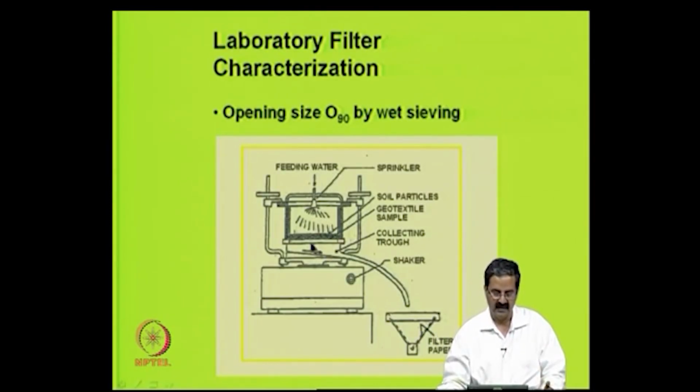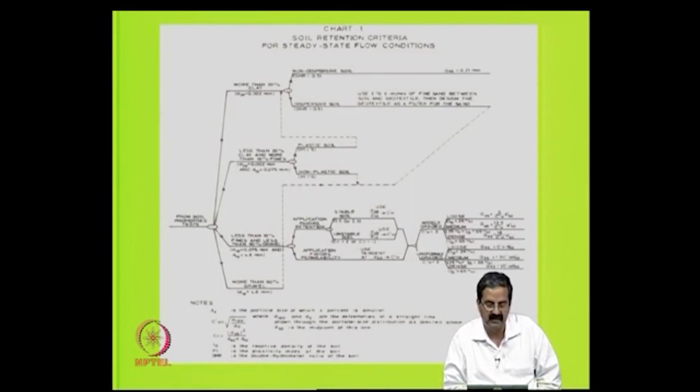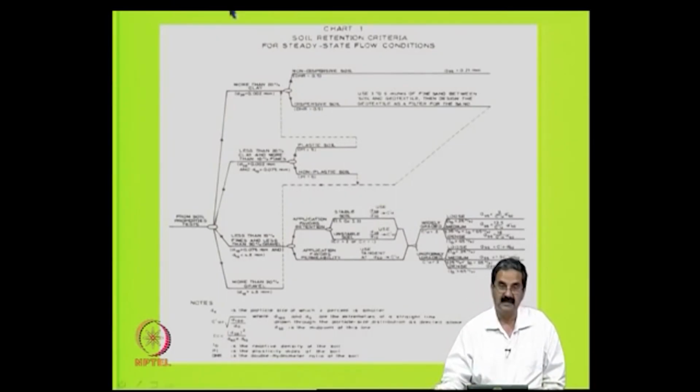In some cases, where 90% of the whole water comes out, that size corresponds to the O90 size, the apparent opening size. One can characterize the geotextile based on the apparent opening size, right. So, once you have that, there is a test that we should do, and there is a chart that is given by Professor Giraud. There is a simple explanation here.